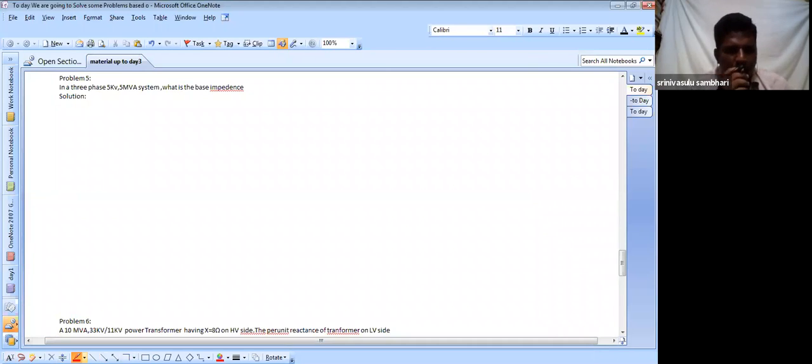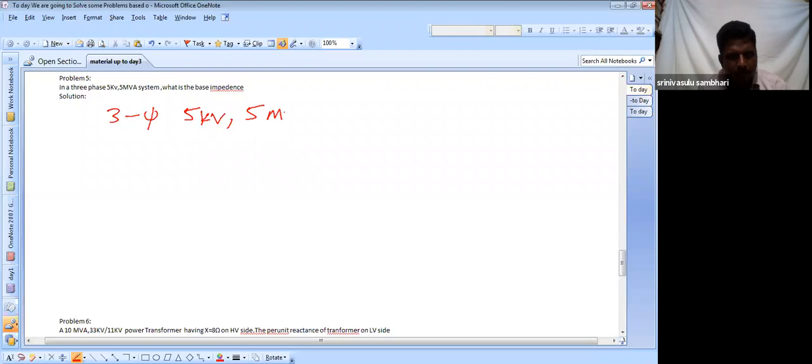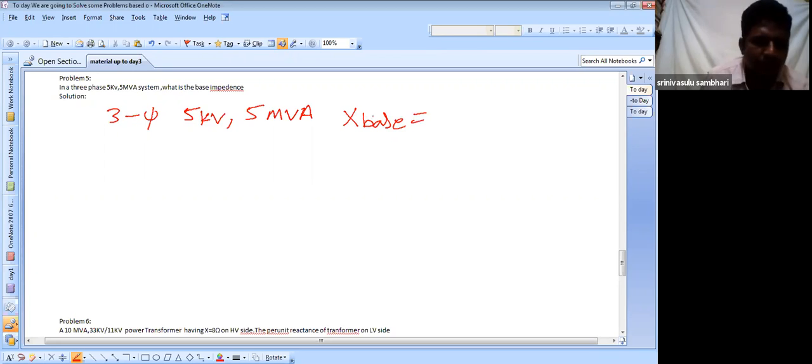In the 3-phase, 5 kilovolts, 5 MVA system, what is the base impedance, it is asking. That is a 3-phase system, and the system has 5 kilovolts. What is the rating? 5 MVA. Okay, now what is X base, it is asking. We derived the base reactance in terms of base MVA and base kV. That formula is already derived, no?